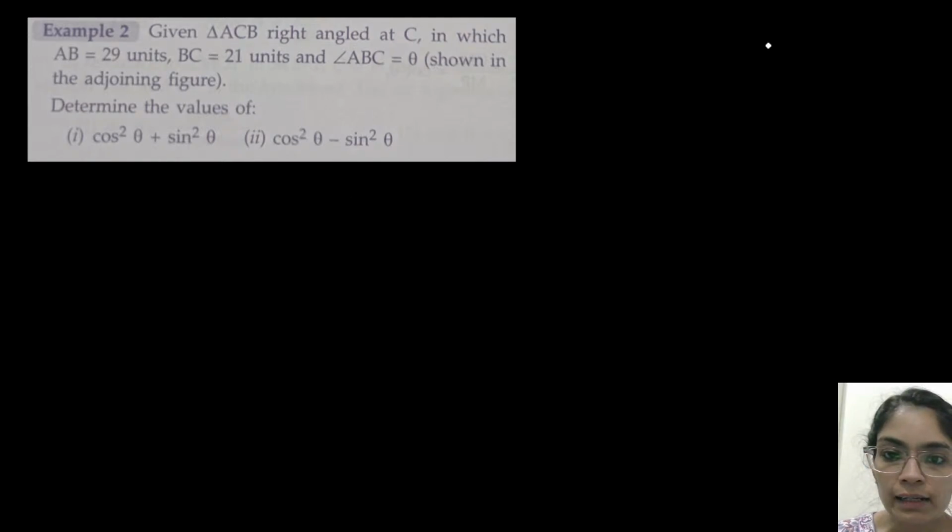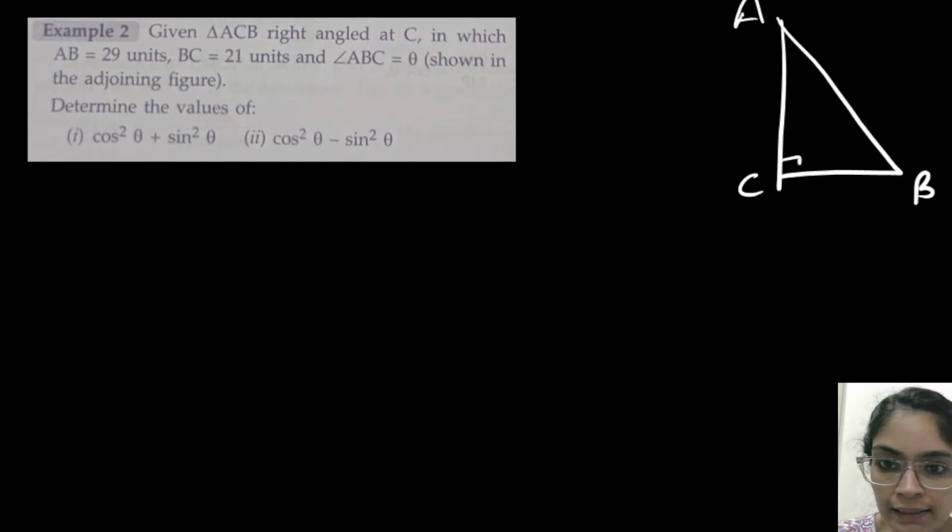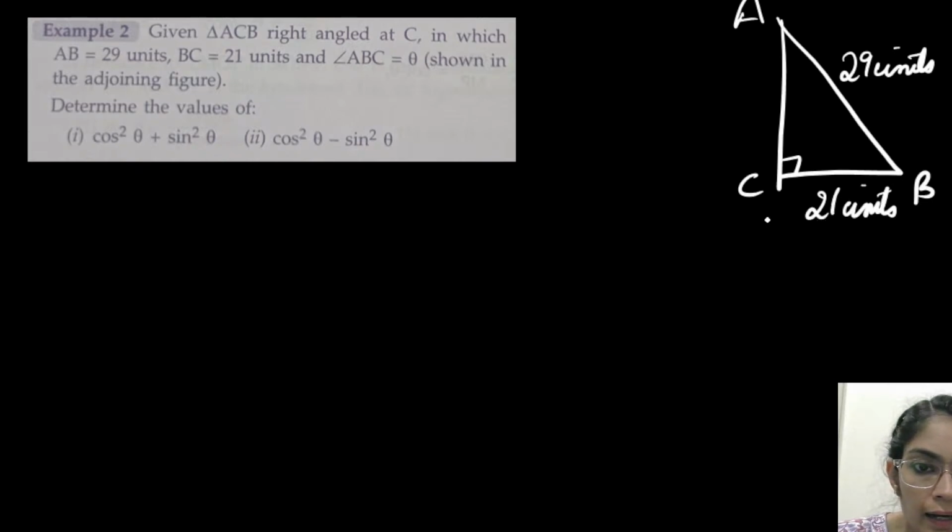ACB is a right angle triangle. So first of all, let's draw the triangle. ACB is a right angle triangle, right angle at C. Accordingly, I have drawn it in which AB is 29 units. Then BC is 21 units. And angle ABC is theta. Angle B is given to us as theta.